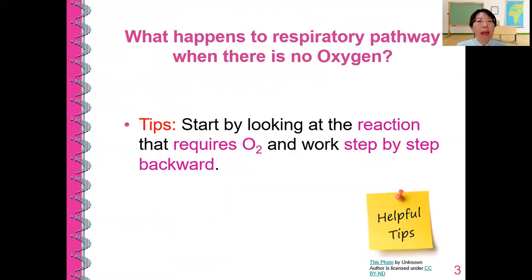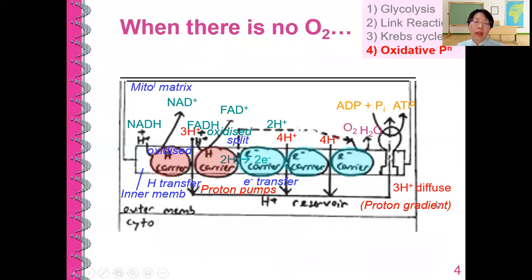So now we're going to look at what happens to the respiratory pathway when there's no oxygen. If you want to understand this, we must always start from the process where oxygen is directly involved. So when oxygen is not available, then the reaction will not occur, okay? So we're going to look at it step by step backwards, starting from the reaction which needs oxygen, linking it to the rest of the reactions that are linked to this one. So this is a chart that you are familiar with, which actually shows the oxidative phosphorylation.